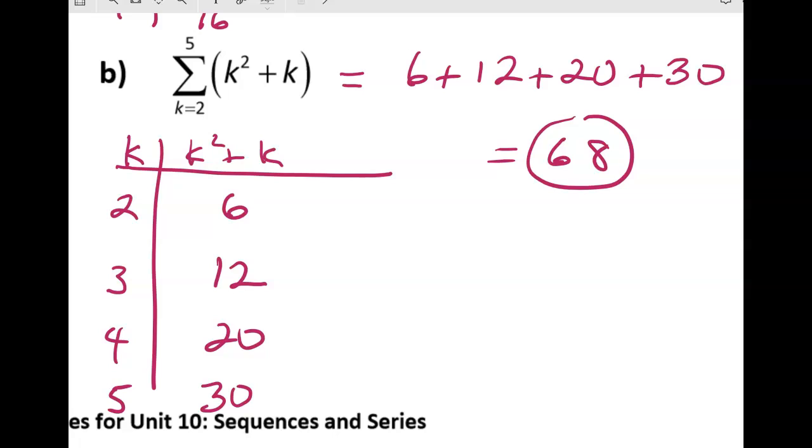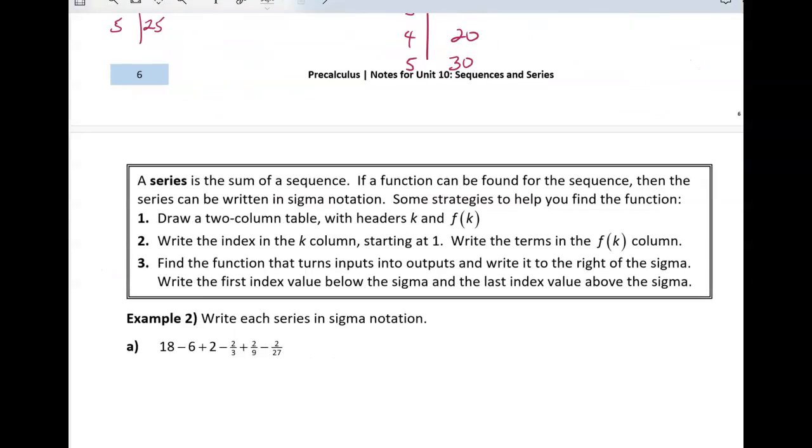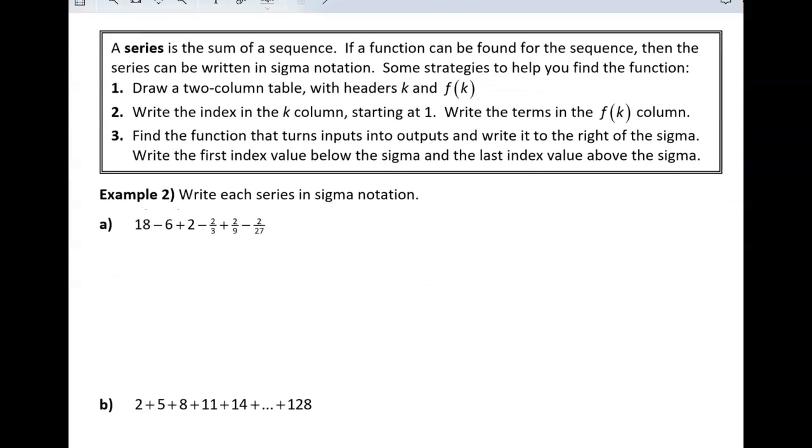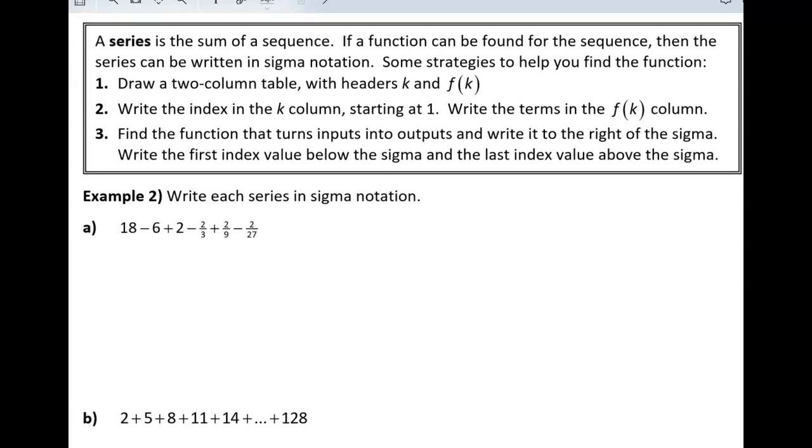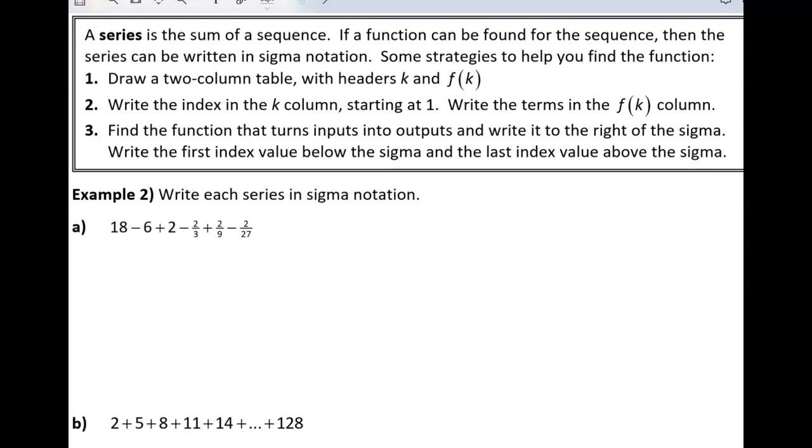For this one, you should have gotten a final answer of 68. All right, now we're going to move on to taking a series and working it backwards to find the series in sigma notation.